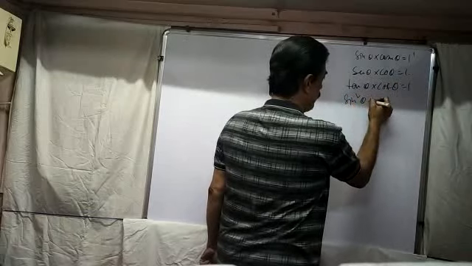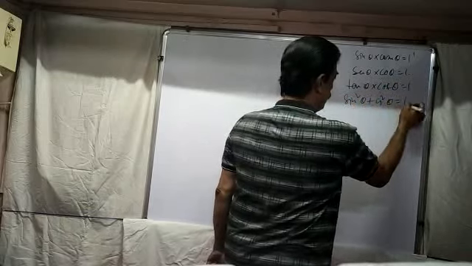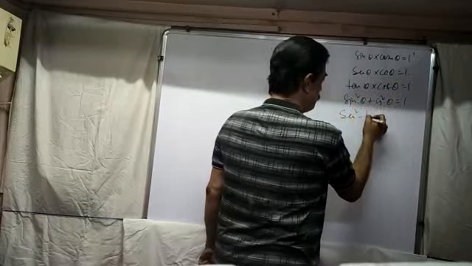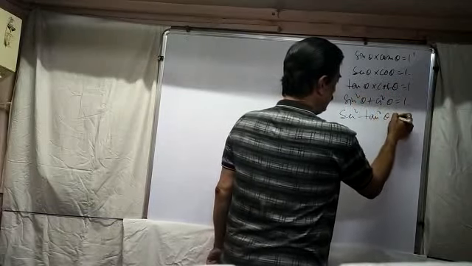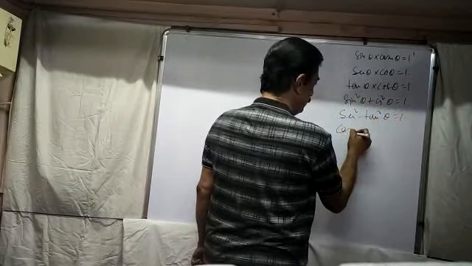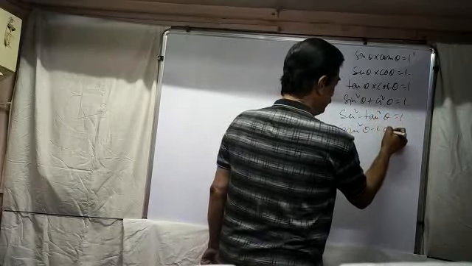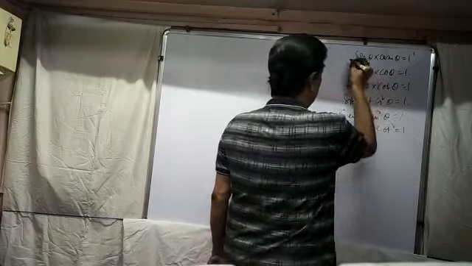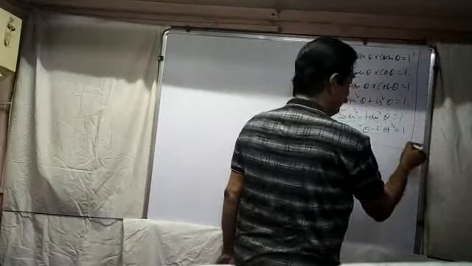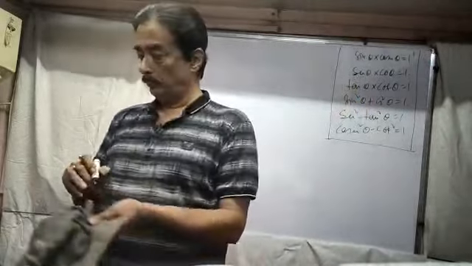Sin square theta plus cos square theta equal to 1. Sec square theta minus tan square theta equal to 1. And cosec square theta minus cot square theta equal to 1. These are the 6 important formulas to solve this type of problem.